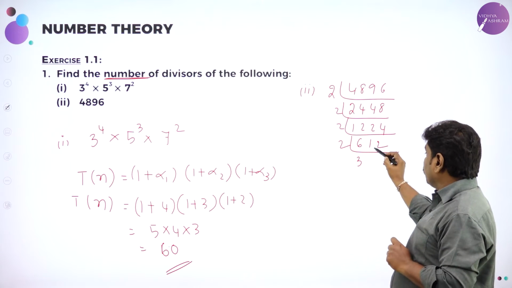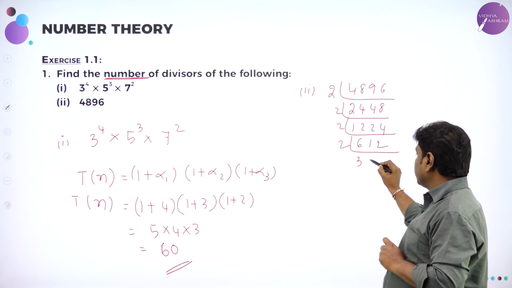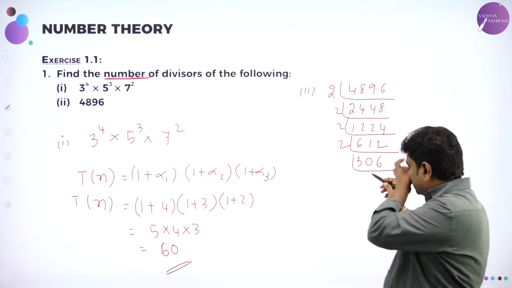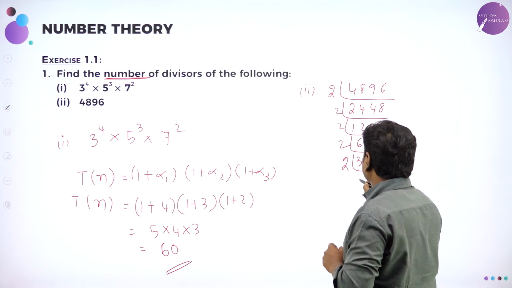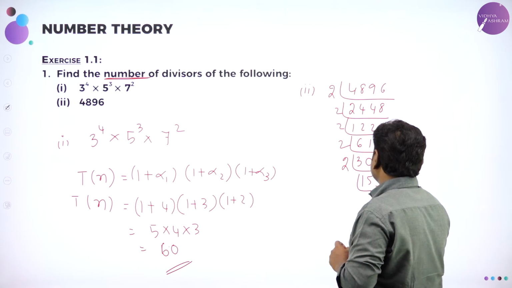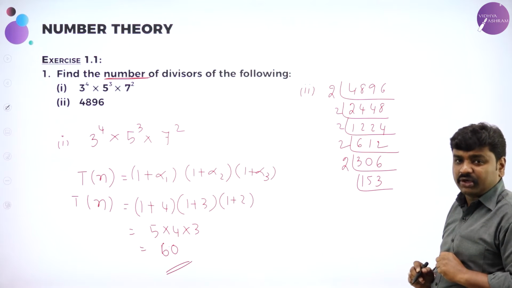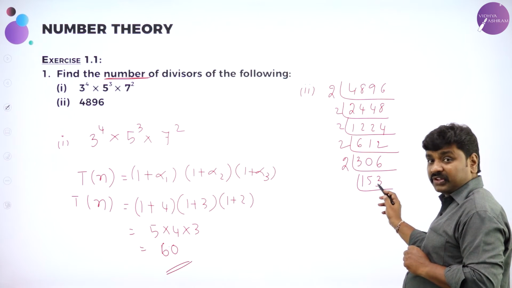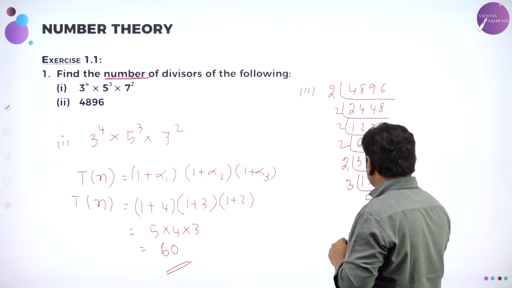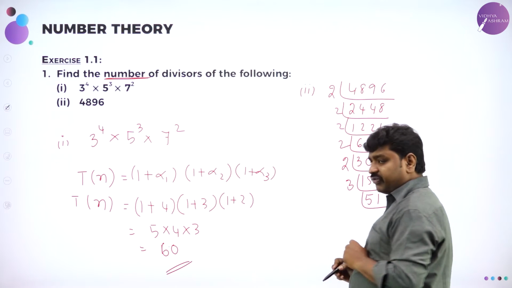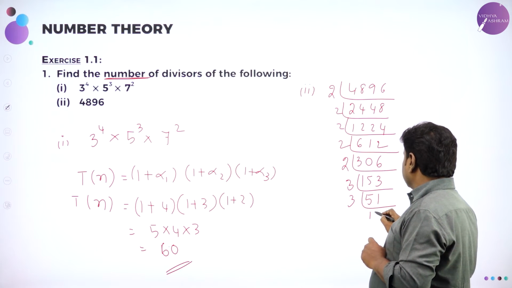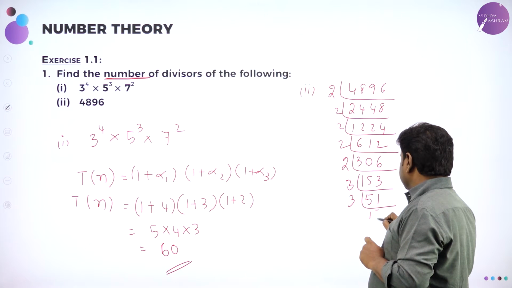Observe, 1 is a smaller number than 2, so I should include 0 and take 12, 2 6s are 12. Then 306 we have. This is divisible by 2 again. 2 1s are 2, 2 5s are 10, 2 3s are 6. Now 153 is not divisible by 2. If I add 1 plus 5 plus 3, it is 9, so it is divisible by 3. 3 5s are 15, 3 1s are 3. Again 51, this is divisible by 3 again. 3 1s are 3, 3 7s are 21.